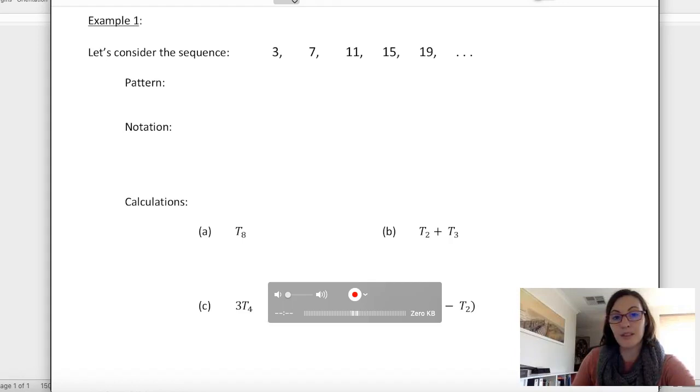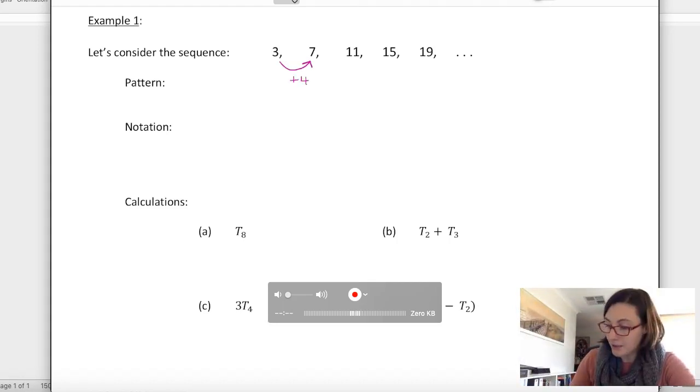So let's start by considering our first example. We have a sequence of numbers 3, 7, 11, 15 and 19, and this pattern will continue. What we want to first have a look at is if we can identify what's happening as we get from one term to the other. So from 3 to 7, I can see that there's a difference of 4. From 7 to 11, there's a difference of 4, and 11 to 15, okay, I can see a pattern. It seems that as we go from one term to the next term, I'm adding 4.